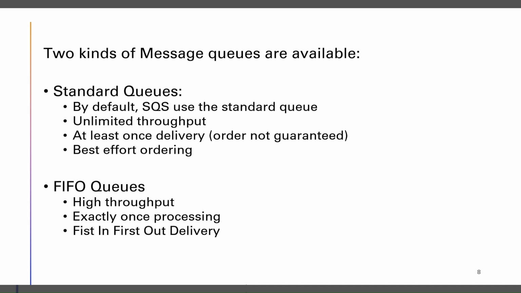In the FIFO queue, all the features we have in the standard queue are similar. Along with that, the FIFO queue guarantees ordered processing, which means it follows first in, first out. It also prevents duplication of messages, meaning messages with the same content or the same message ID are discarded. So this is the difference between the standard queue and the FIFO queue.